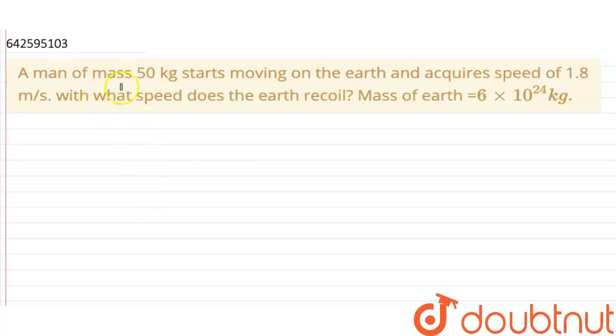Hello everyone. So the question is, a man of mass 50 kg starts moving on the earth and acquires a speed of 1.8 meters per second. With what speed does the earth recoil? Mass of earth equals 6 into 10 raised to the power 24 kg.